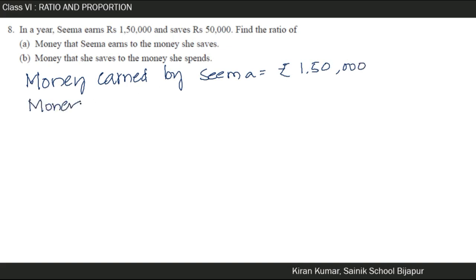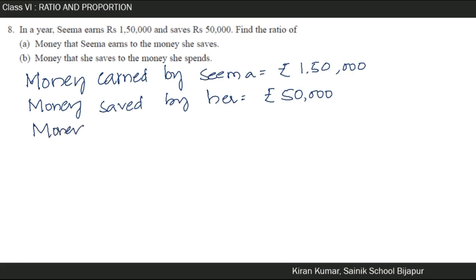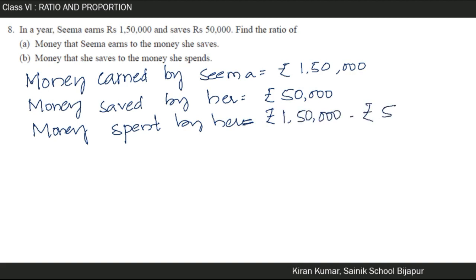Money saved by Seema is rupees 50,000. Therefore, the money she spent will be rupees 1,50,000 minus rupees 50,000, and we get it as rupees 1 lakh. Now we can find out the ratio.